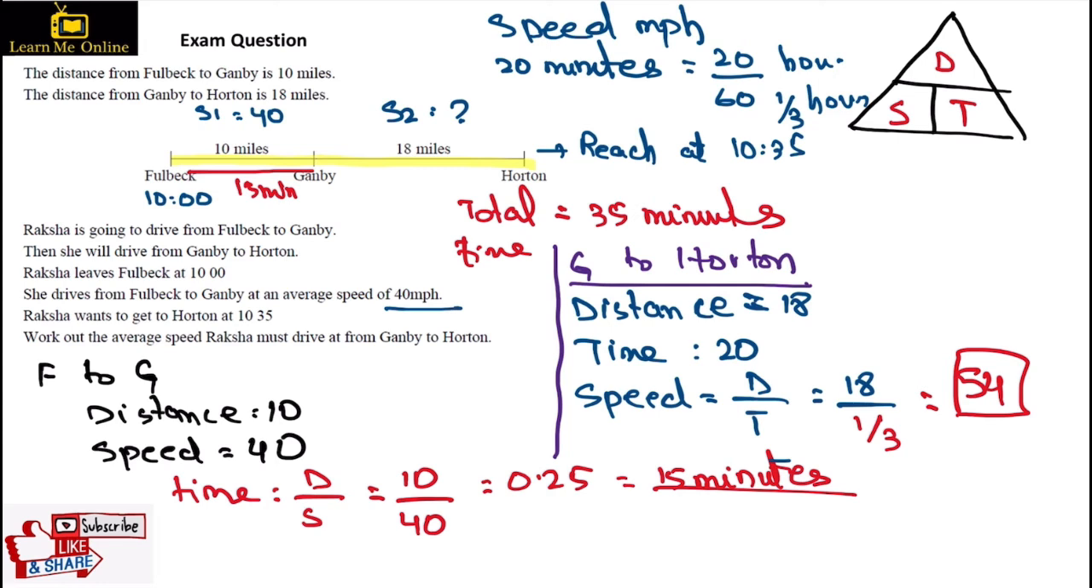So work out the average speed that she must drive from Ganby to Harton. So this speed is going to be 54 miles per hour. So this is our final answer, which is 54 then.